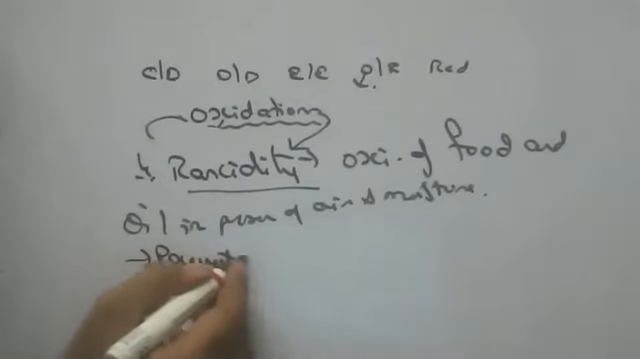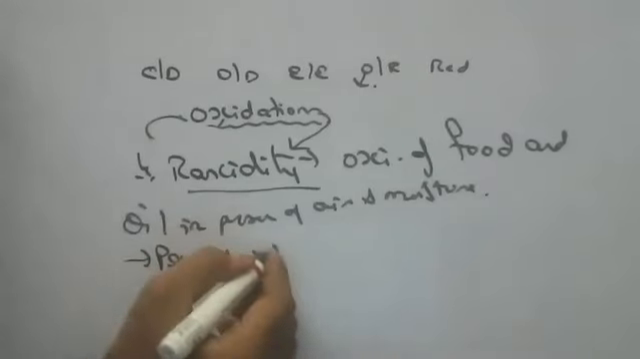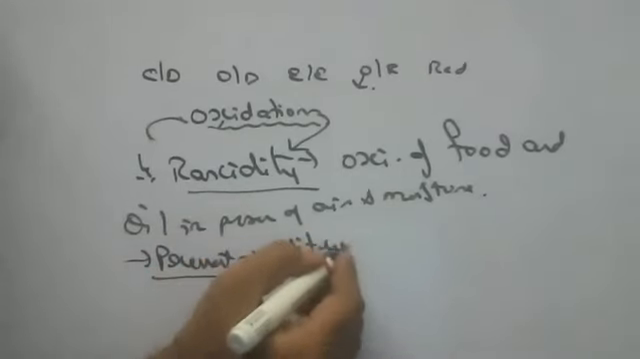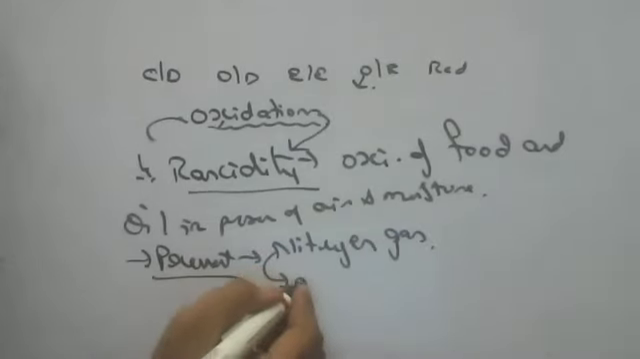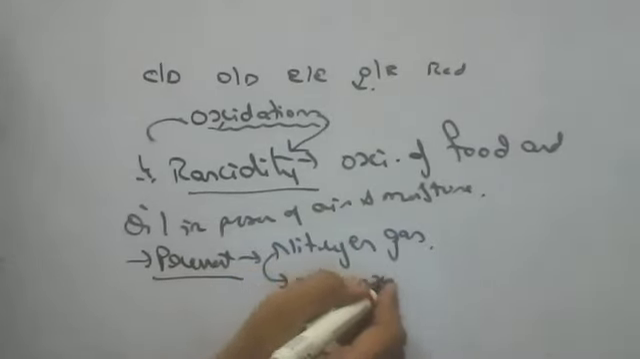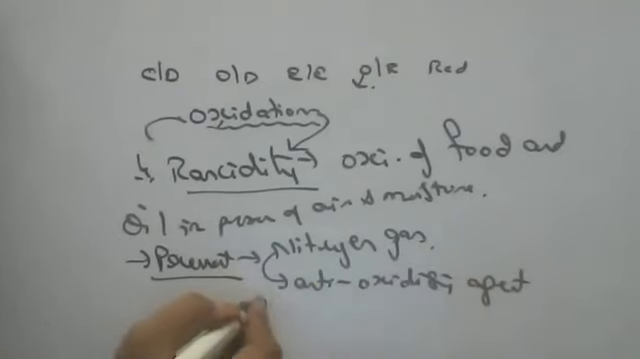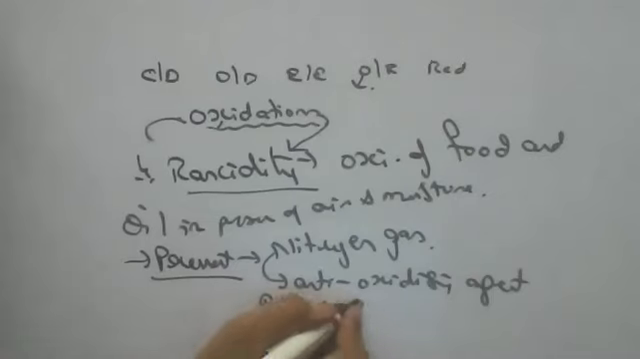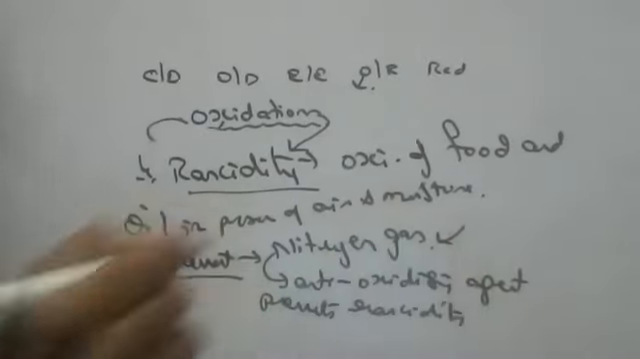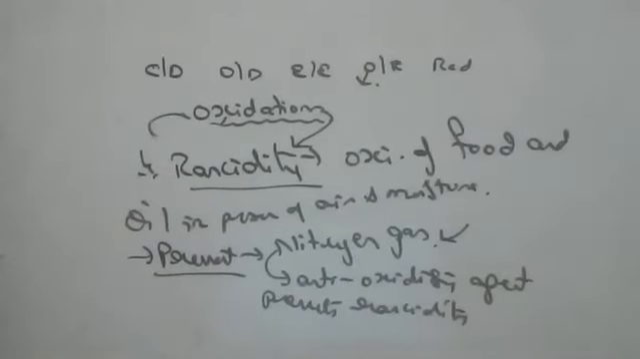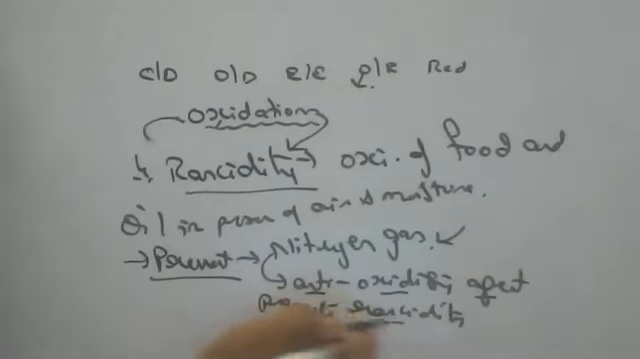To prevent rancidity, how do you prevent it? Name some methods. If you take chips packets, they are filled with nitrogen gas. Why? Nitrogen gas is an anti-oxidizing agent. It prevents rancidity. Very, very important question: why are chips packets flushed with nitrogen gas? Write it compulsorily: it is an anti-oxidizing agent and prevents rancidity.